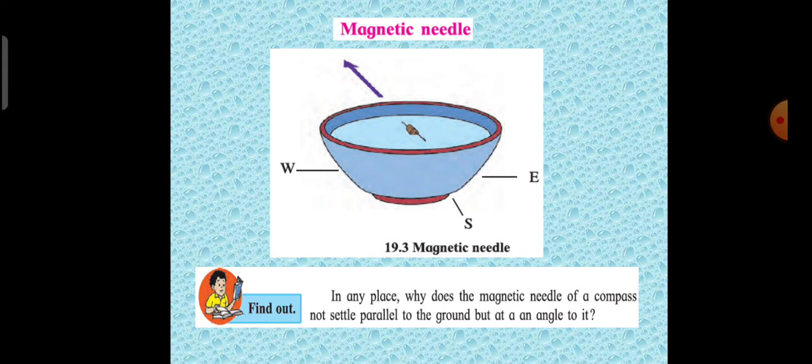Find out in any place why the magnetic needle of a compass does not settle parallel to the ground but at an angle to it. We have just now discussed it, but still you can find out why this happens.